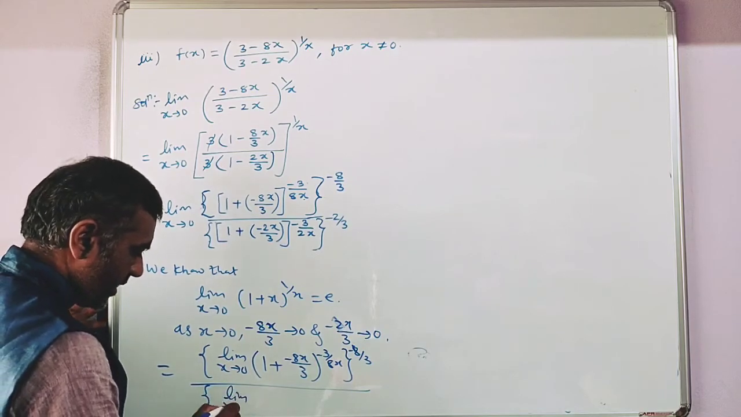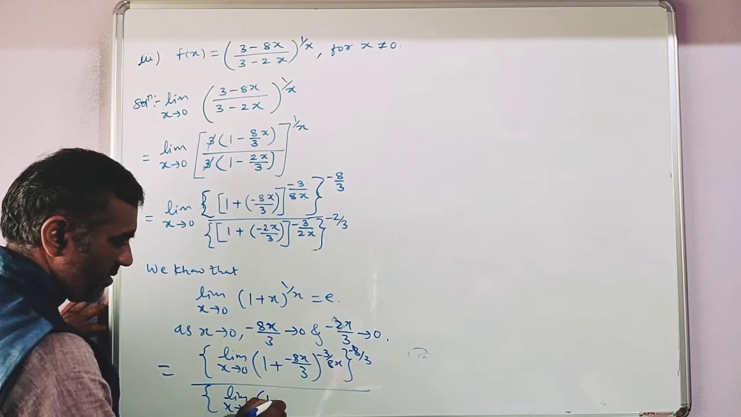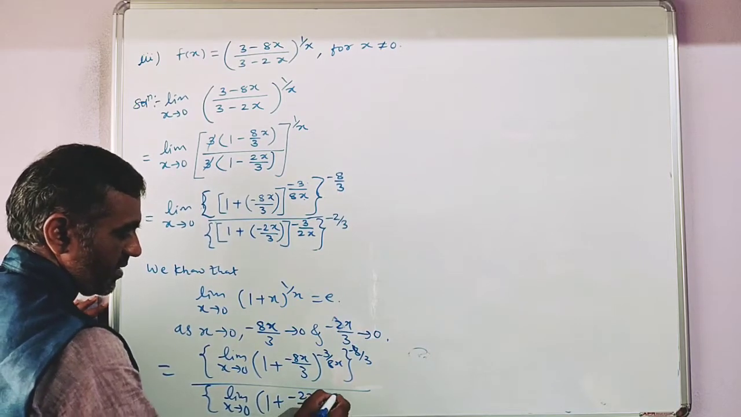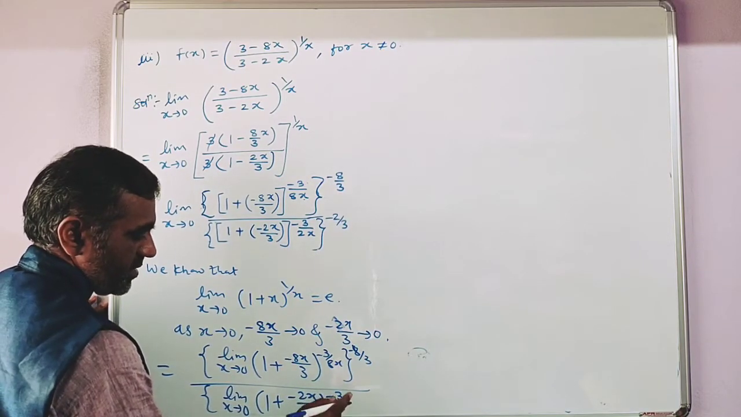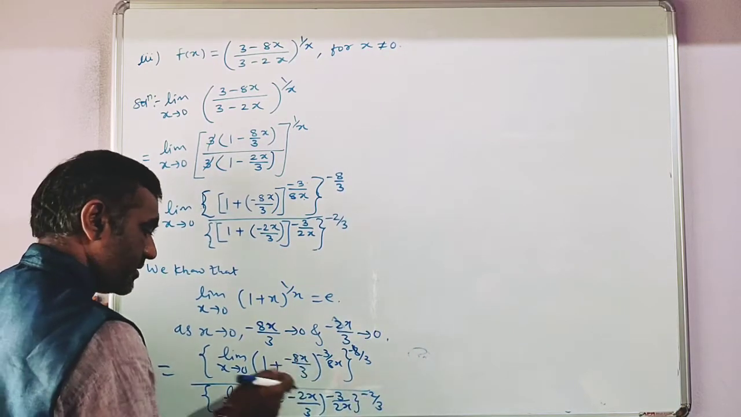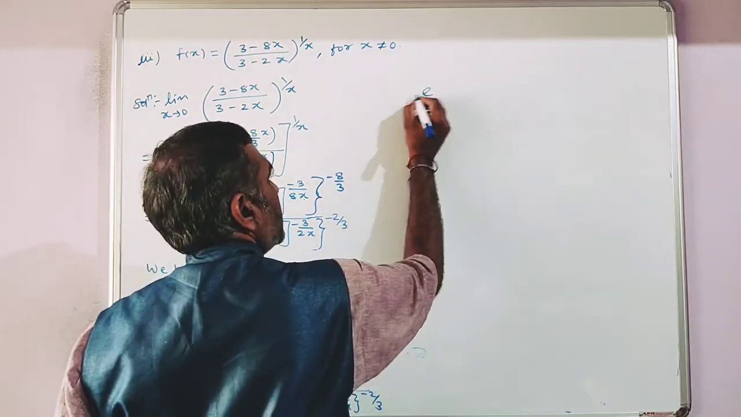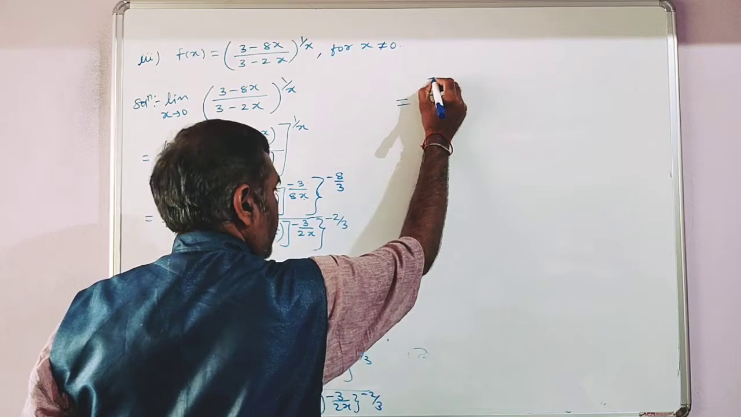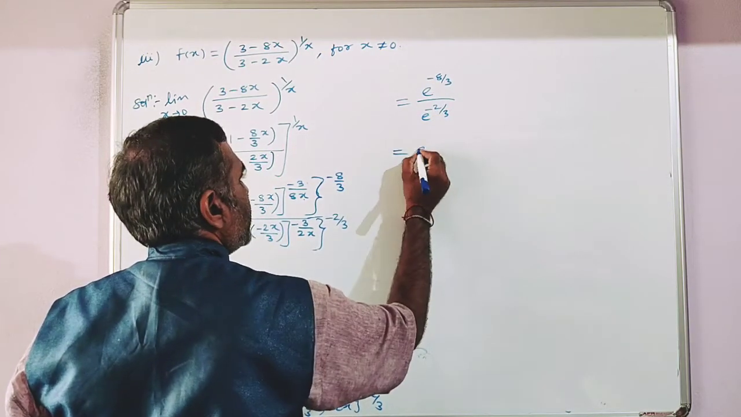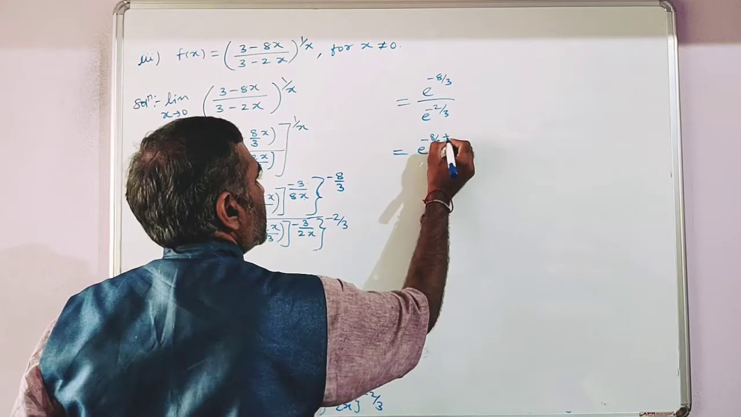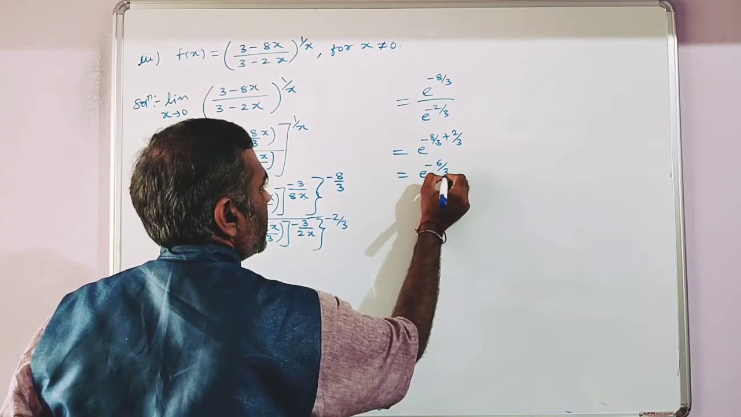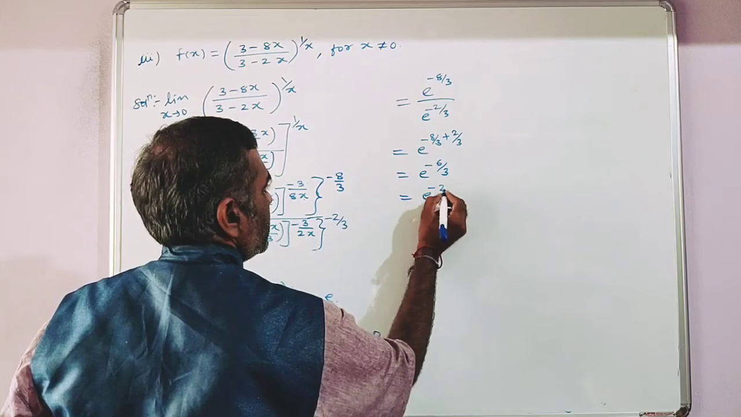Limit as x tends to 0, in bracket 1 plus minus 2x by 3, raised to minus 3 by 2x, raised to minus 2 by 3. This is nothing but e, by the definition. So e raised to minus 8 by 3 upon e raised to minus 2 by 3, which is equal to e raised to minus 8 by 3 plus 2 by 3, which is equal to e raised to minus 6 by 3, which is equal to e raised to minus 2.